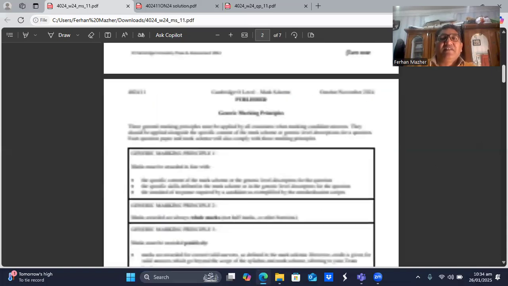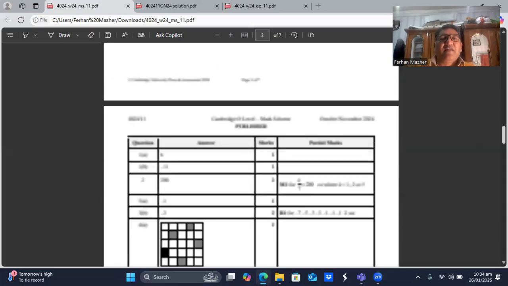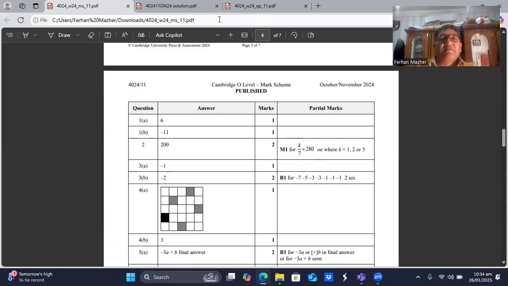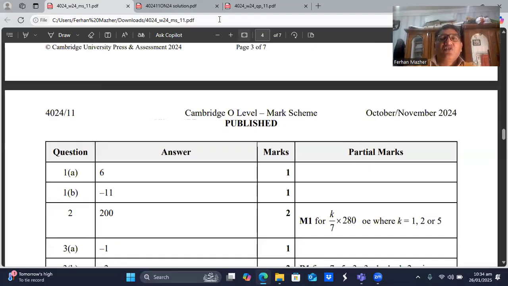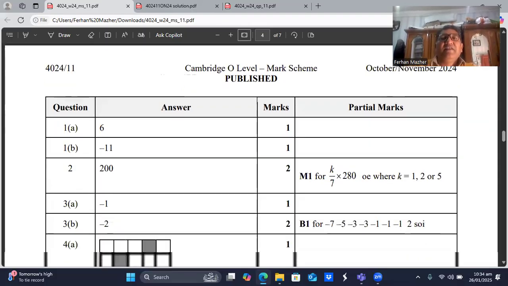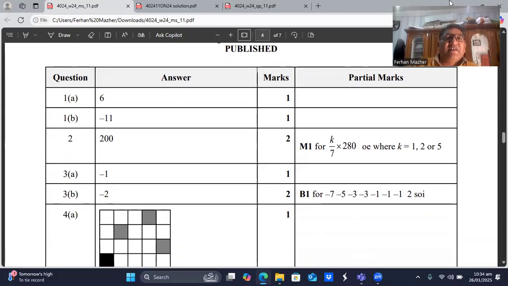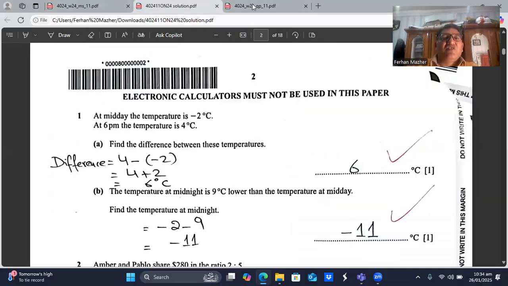So let's check the marking scheme. And here we have the marking scheme. On your screen, you can see the marking scheme. So 6 is the right answer. So this is how this is solved.